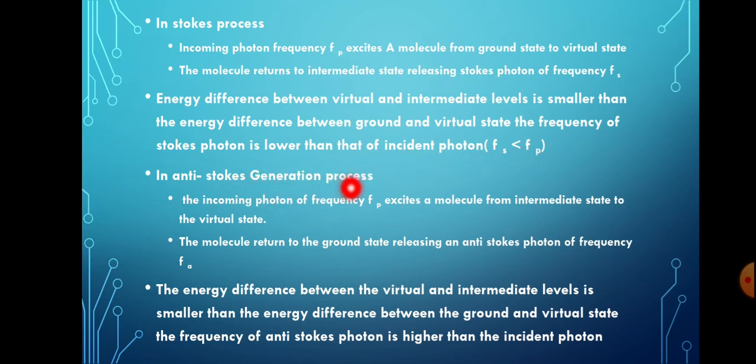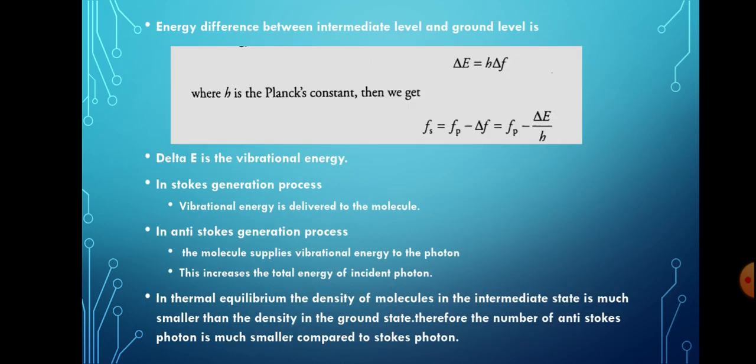Similarly, in the anti-Stokes process, the incoming photon of frequency Fp excites the molecules from the intermediate state to the virtual state. The molecule returns to the ground state releasing an anti-Stokes photon of frequency Fa. And here the energy difference between the virtual and ground state is larger than that between the virtual and intermediate level. So the frequency of the anti-Stokes photon is higher than the incident photon. That is the thing: the frequency of the anti-Stokes photon is higher than the incident photon.